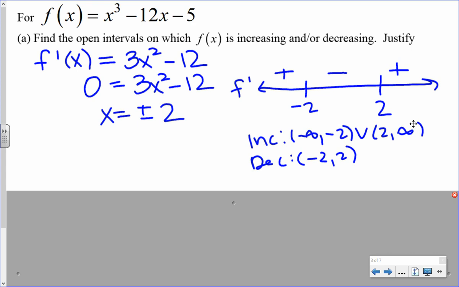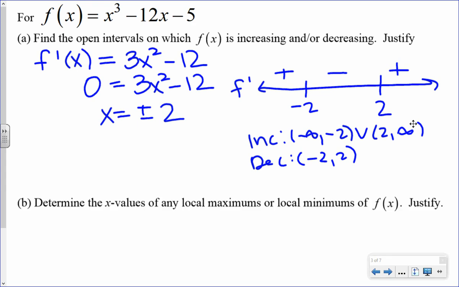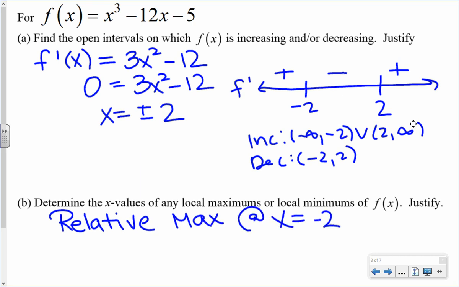Now, one step further, the first derivative test. Okay? What's happening at negative 2? Our derivative is changing from positive to negative, which means our function is changing from increasing to decreasing, meaning we have what occurring? We have a relative maximum at x equals negative 2.